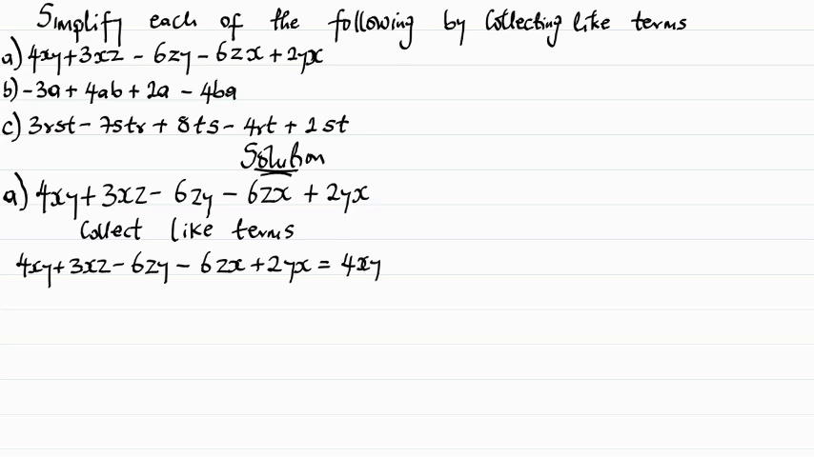We have a like term of 2yx, which is the same thing as plus 2xy. Next we have plus 3xz, and we have minus 6zx, which is the same thing as minus 6zx. Yeah, we have minus 6zx. And lastly, we have minus 6yz.